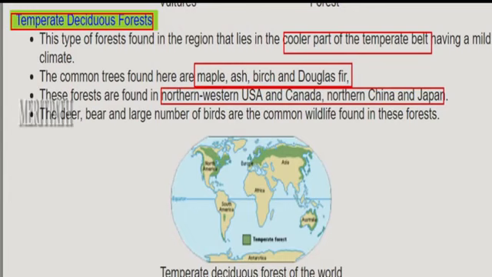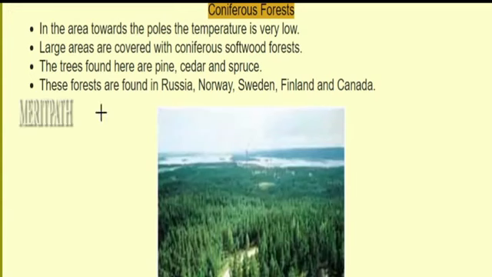And the most common animals we can see here are deer, wolves, bears and a large number of birds. Now coming to coniferous forests. What does coniferous mean? What do you understand when we call it a coniferous forest? Coniferous is nothing but the region between 50 to 70 degrees north latitude, and it lies between the frigid and temperate zone. The region around the forest has cool, long and snowy winters and warm, humid summers.